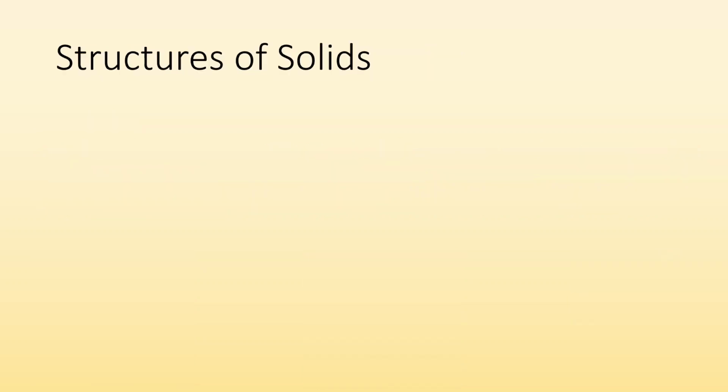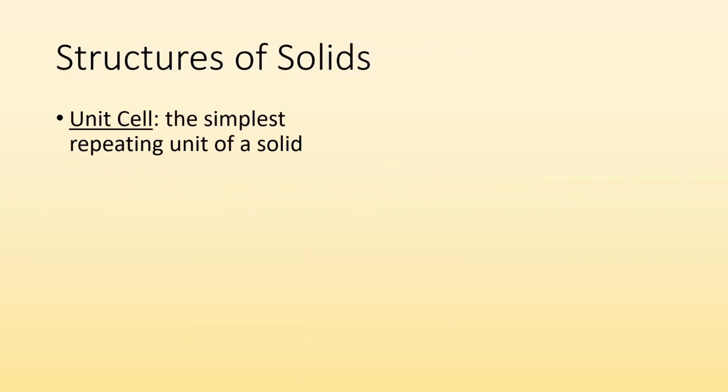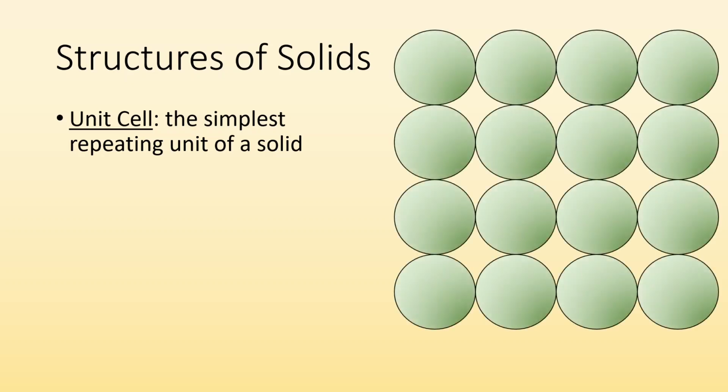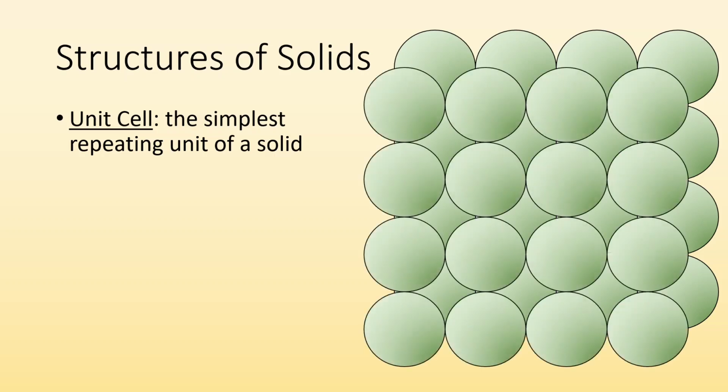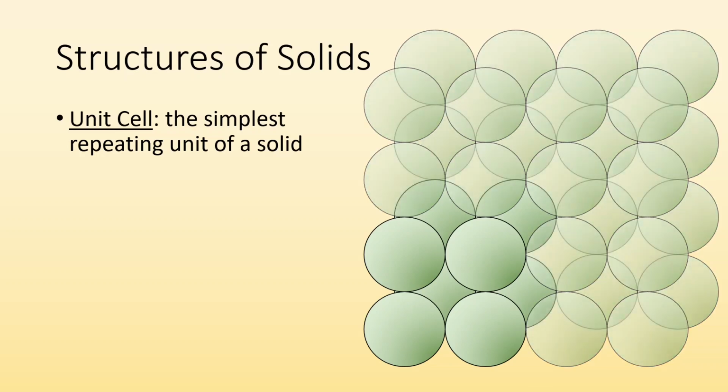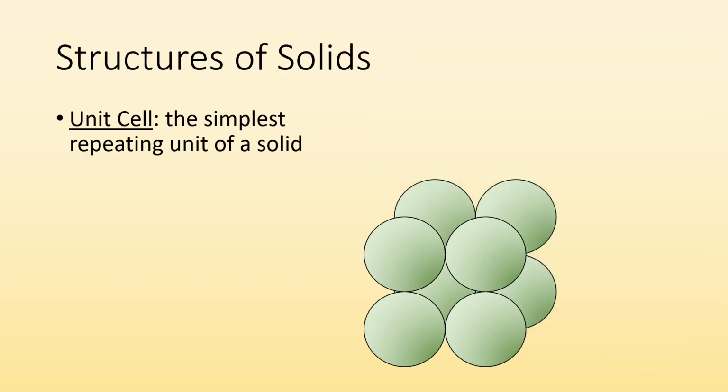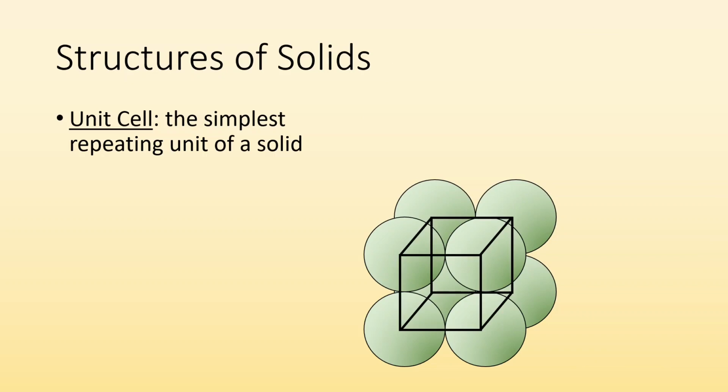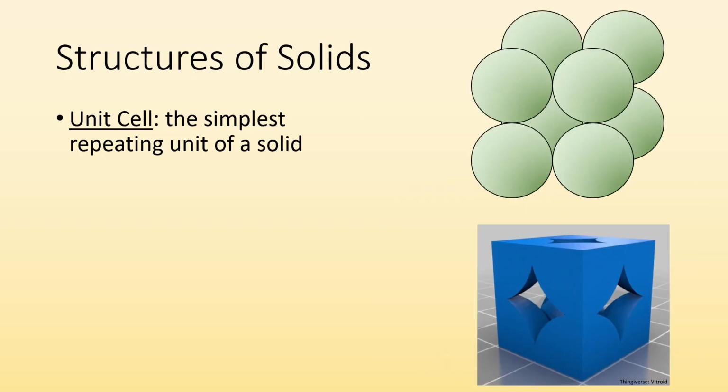So structures of solids. A unit cell is the simplest repeating unit of a solid. If I'm looking at a two-dimensional particle diagram of a solid, it may look like this neatly organized layer. In 3 dimensions, there's another layer like this. Now a unit cell is the simplest repeating unit of that solid. So for this, that would be the simplest repeating unit. If I drew 3 dimensions, it's going to look like this kind of cube.